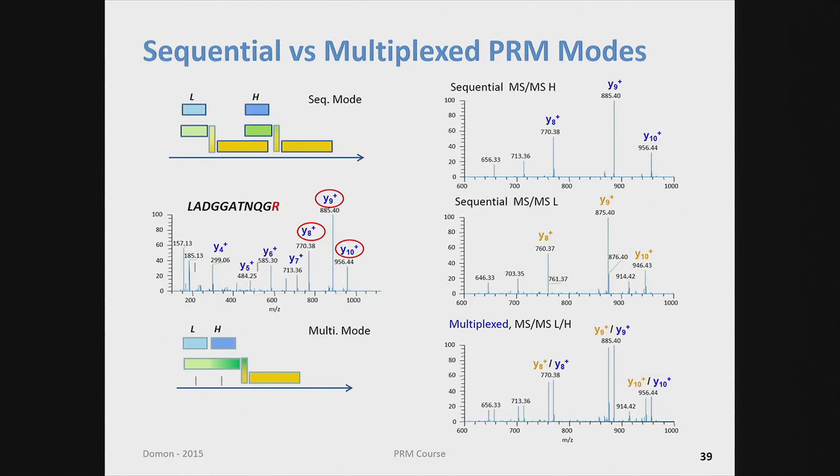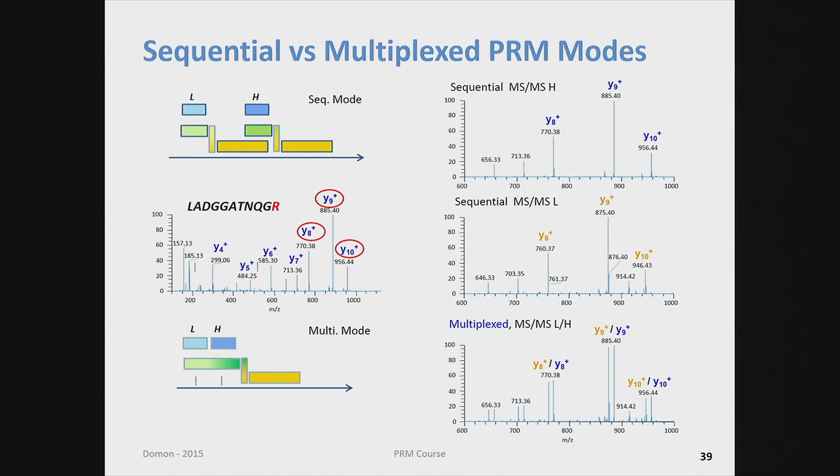Just a couple of examples to illustrate what I just said. If you go sequentially, you would, for instance, measure the light peptide. You'd get this one here. You measure the heavy peptide. You get this set of signals. And then you process exactly in the same way as you would do an SRM, extracting this ion.